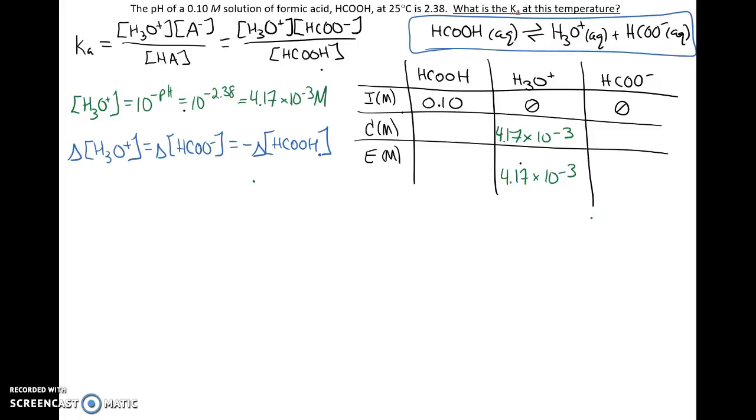So now we can fill in the numbers for the changes in concentrations of HCOO- and HCOOH. The change in concentration of formate ions is the same as the change in concentration of hydronium ions. That is 4.17 times 10 to the minus 3 moles per liter. The change in formic acid concentration is the negative change in hydronium ion concentration. So that is negative 4.17 times 10 to the minus 3.